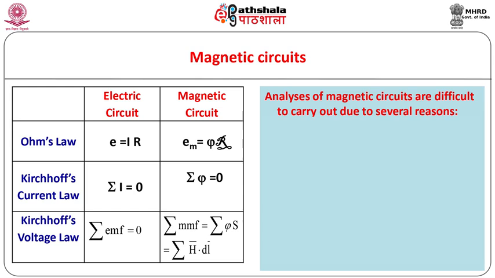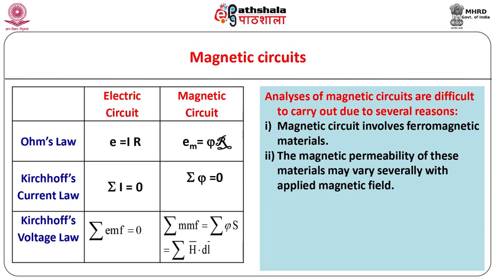Analysis of magnetic circuits is difficult to carry out due to several reasons. One of the prominent reasons is that magnetic circuit involves ferromagnetic materials, and the magnetic permeability of these materials may vary severely with applied magnetic field.